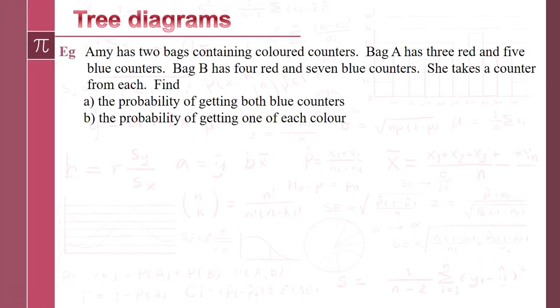So here we go. We've got 2 bags containing colour counters. We've got 3 red and 5 blue in the first bag, 4 red, 7 blue in the second bag, and Amy takes a counter from each. Find the probability of getting both blue.